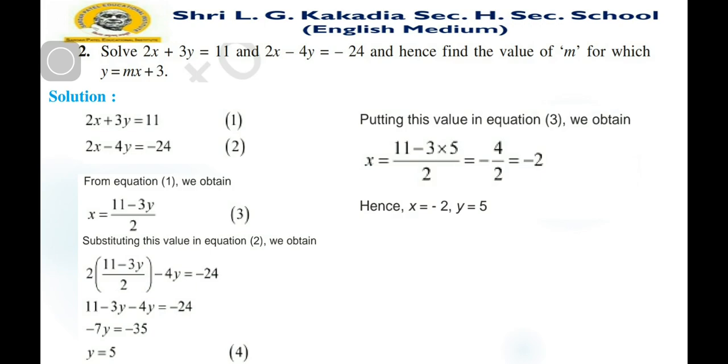Now here we want to find the value of m. So we have to be given the values of x and y, and we know the values of x and y, as we have found here. So we put these values in the given equation of line, and then we get y is equal to mx plus 3, so 5 is equal to minus 2m plus 3. Then at last we get m is equal to minus 1. It is the slope of the given line.